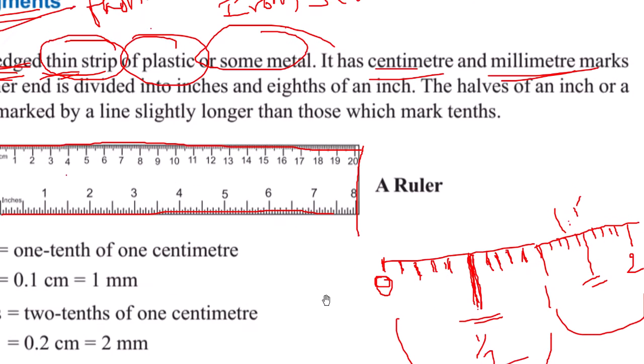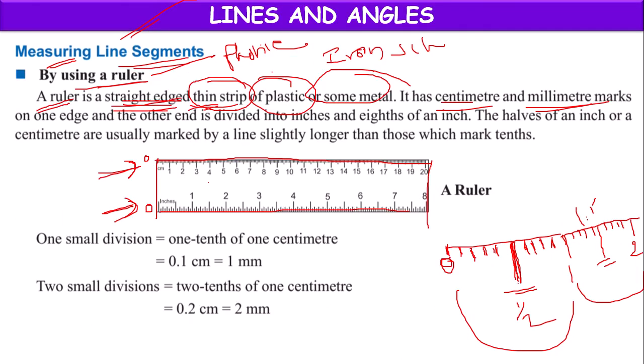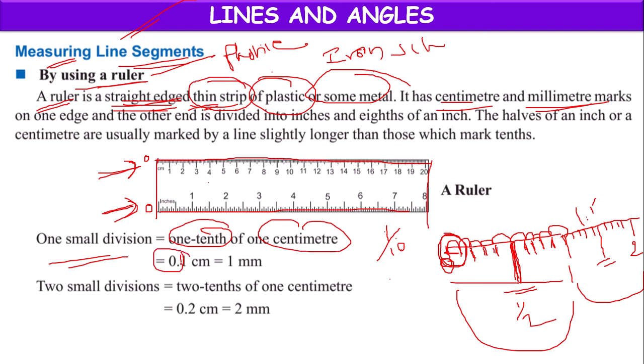Here, one small division, meaning the length between 0 and the first division, what will its length be? Like this we have one part, two parts, three parts, four parts, five parts, six parts, seven parts, eight parts, nine parts, 10 parts. In 1 centimeter we have 10 smaller parts, so one part will be one out of 10 parts, that is 1/10 of a centimeter. One small division equals 1/10 of 1 centimeter, 1 by 10 equals 0.1, so it is 0.1 centimeter, and 0.1 centimeter is known as 1 millimeter. So one small division between any two smaller lines is known as 1 millimeter length.